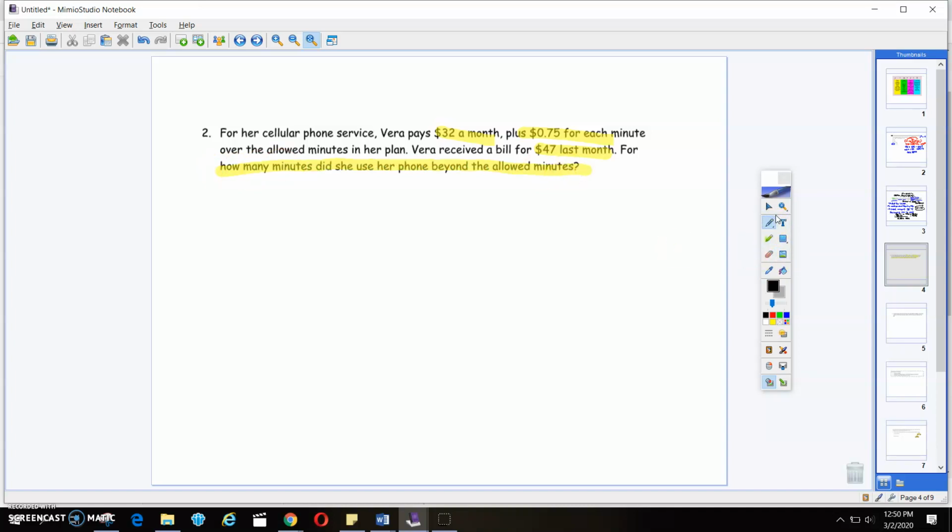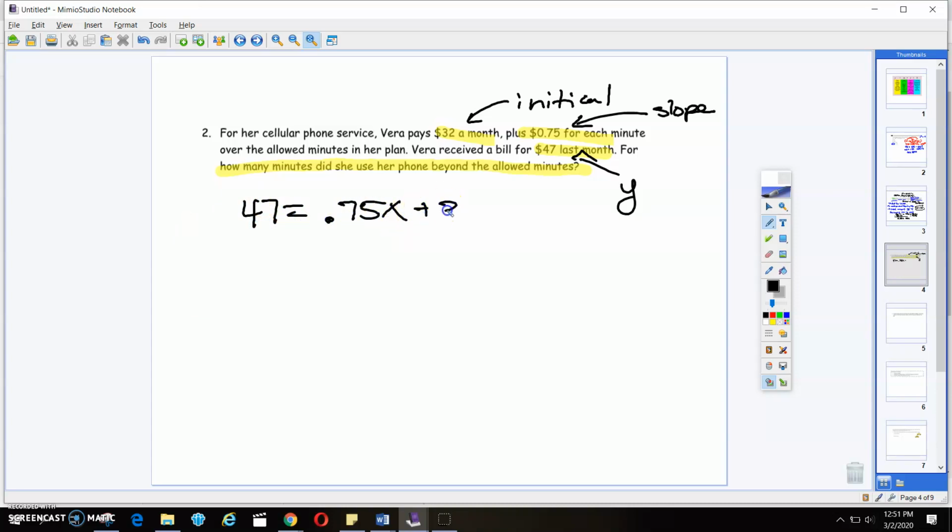So how are we going to set this equation up? 32 is the initial cost, and the slope is the 75 cents per minute. And 47 is going to be the y. So Renaya's already told me that it's going to be 47 equals 0.75x plus $32. And what are we actually solving for? What does x represent? How many minutes. So we're going to solve for x. We're going to subtract 32 from both sides.